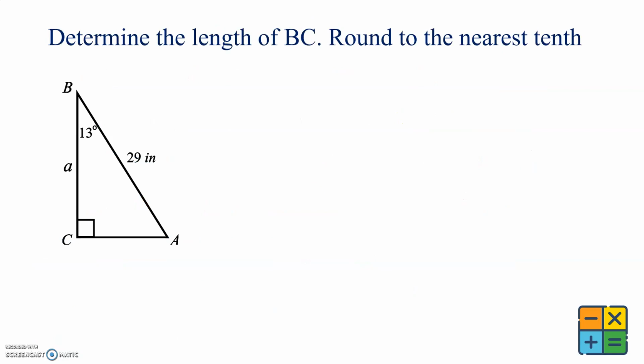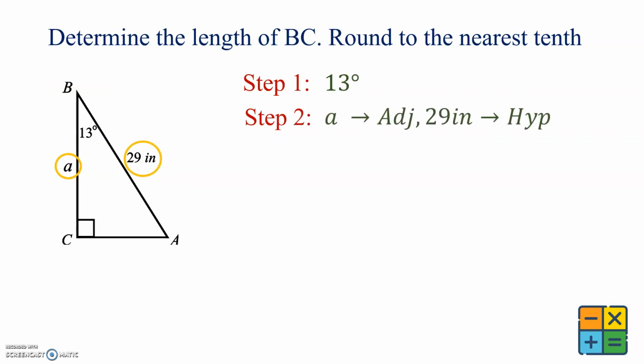Determine the length of BC, round to the nearest tenth. Well, step 1 says identify the acute angle referenced in the problem. Well, we're working with angle B. I know that because it's the only acute angle that actually has a value in it. Step 2 says, now name the sides associated with that angle. Well, here we're working with the A and the 29 inches. A happens to be adjacent to the acute angle, while 29 inches represents the hypotenuse.